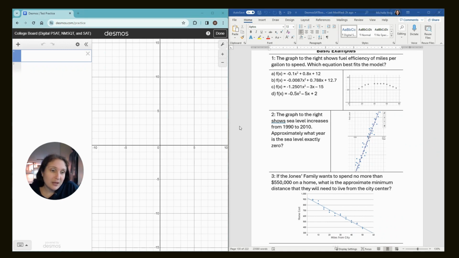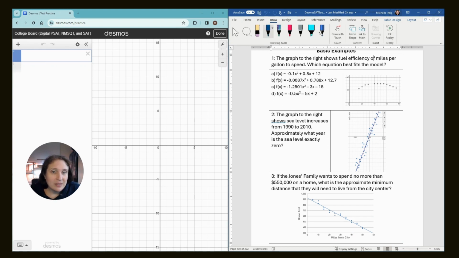So which equation best fits the model? So basically, let's look at some critical points. So we can see that somewhere around 2025, there's something important. Somewhere around 40-30, there's something important for a while. And then it goes down. So the best way to do this is just type in each function.